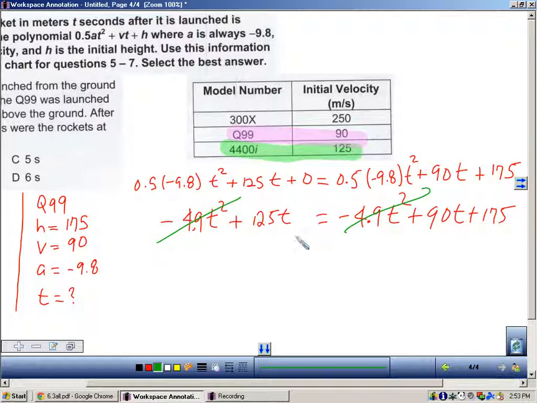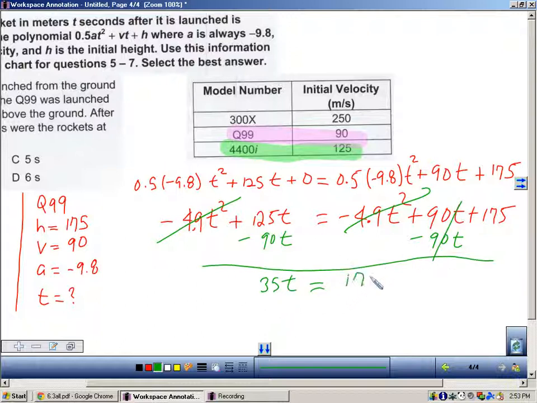Well, we get this side here, it cancels with that side there, since they're opposites. And if we subtract 90t from each side, we end up with, let's see, 125 minus 90, that's 35t, equals 175, and if you divide by 35, if I'm not mistaken, I think we get 5 seconds.